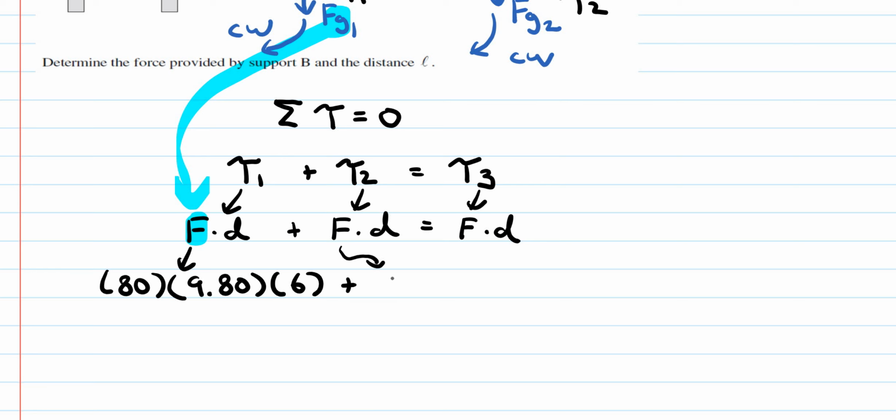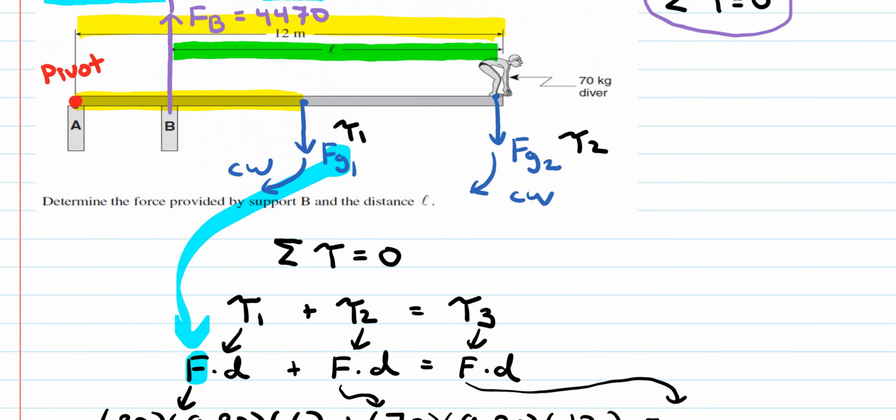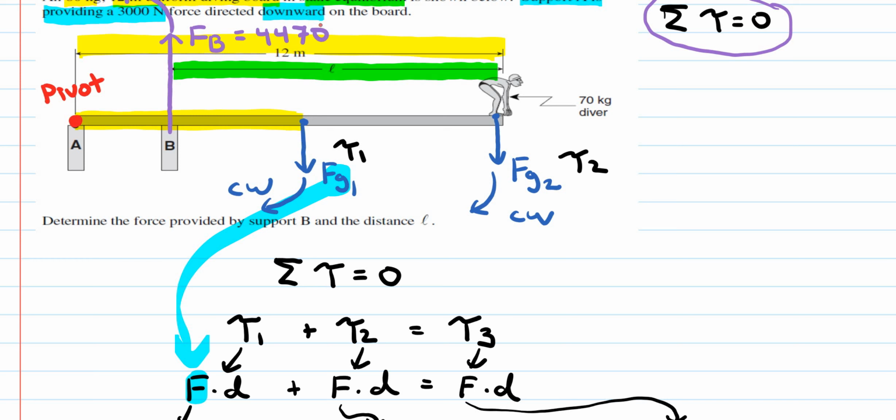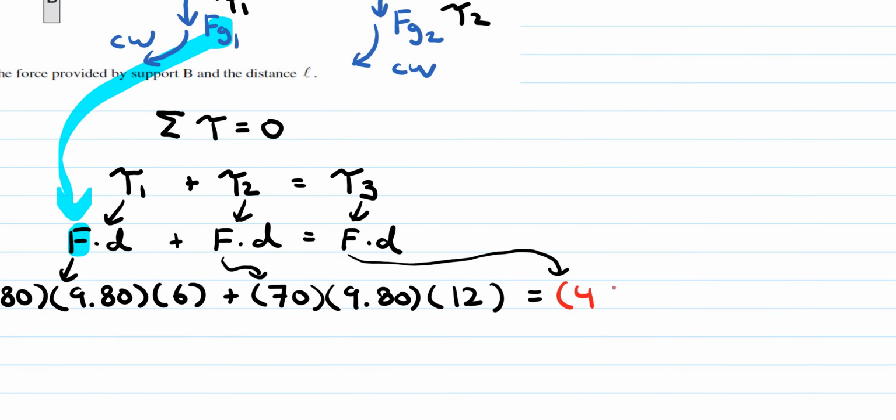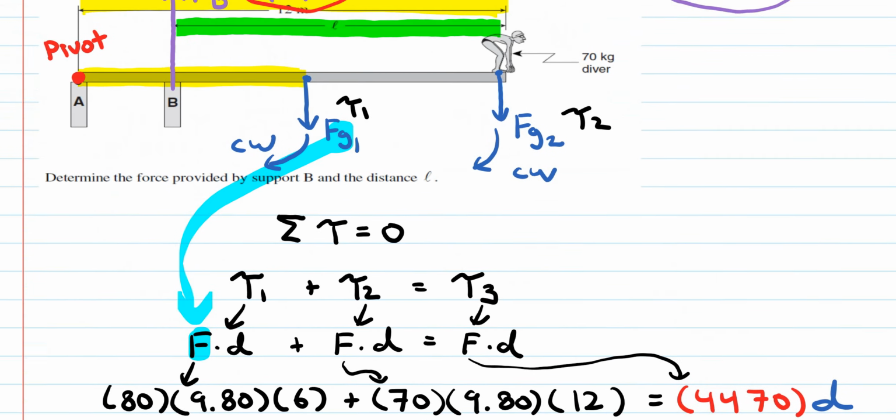Now the swimmer has a mass of 70 kilograms, and we times that by 9.80. And the swimmer is actually a full 12 meters, the full length of the diving board, away from the pivot point. And then finally we have a force over here, which is force B. Now we just calculated force B to be this number right here, 4,470. And this distance we don't know, so we will now calculate the distance D.